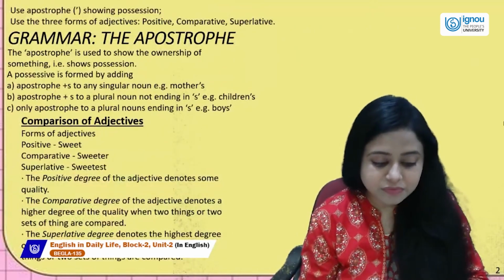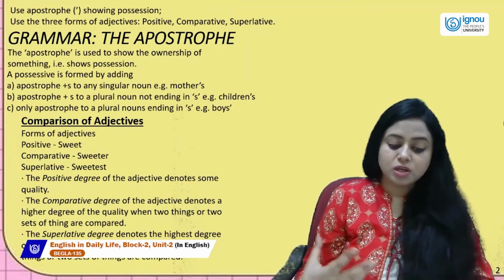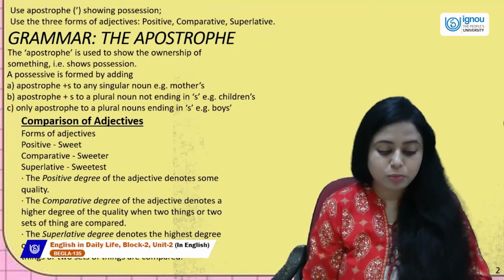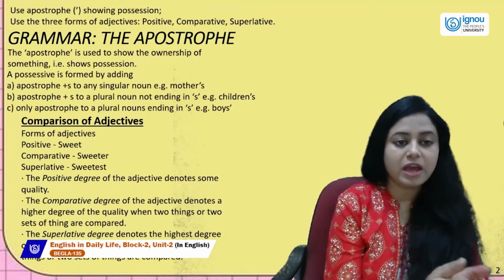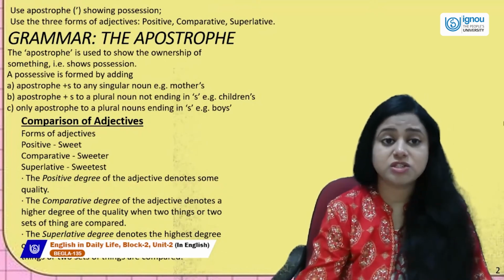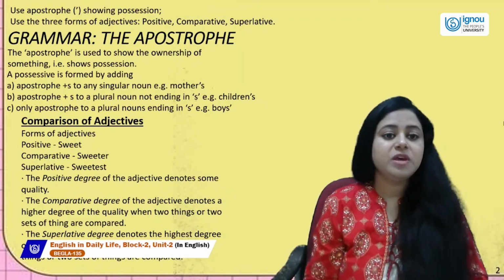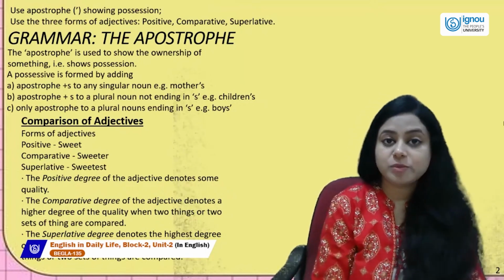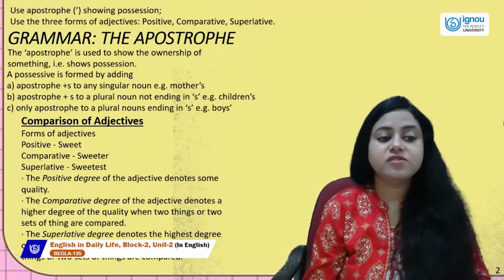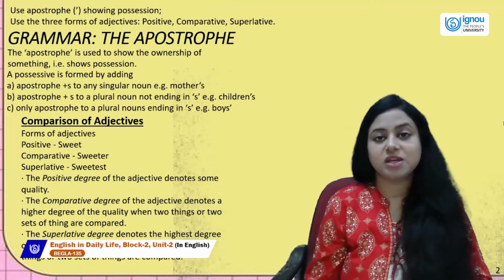Now, apostrophe. Apostrophe is used to show ownership of something. Then we are going to talk about adjectives. Adjectives can be positive, comparative, and superlative. But first, we are going to deal with apostrophe. So, apostrophe is used to show the ownership of something, that is, it shows possession. Okay, and a possessive is formed by adding apostrophe plus s to any singular noun.